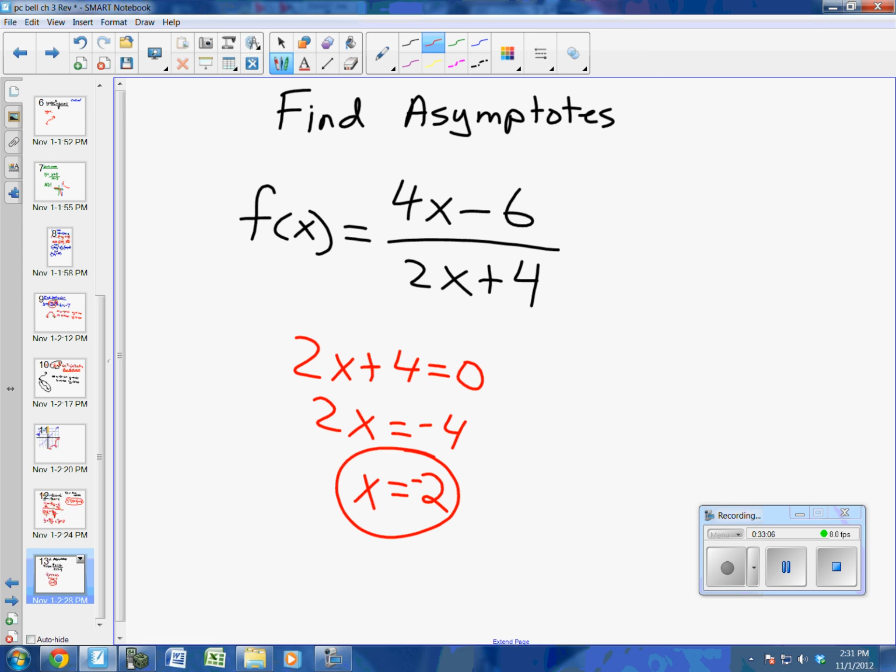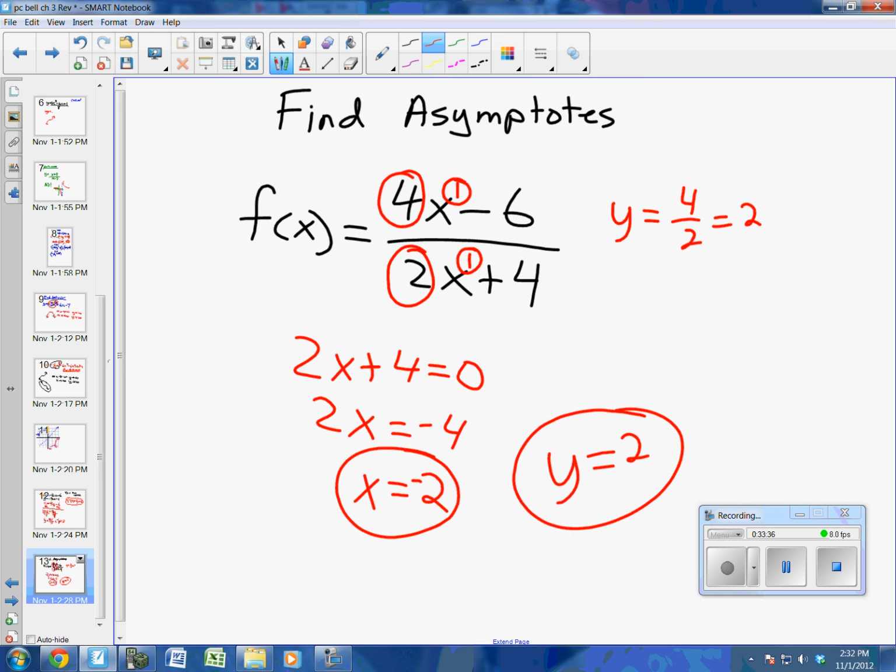To find horizontal or oblique asymptotes, you check the exponent of the numerator and the exponent of the denominator, the highest degree terms, right? If they're equal, what does it say? You divide the two coefficients, right? So y equals 4 over 2, which is 2. So y equals 2 is your horizontal asymptote.